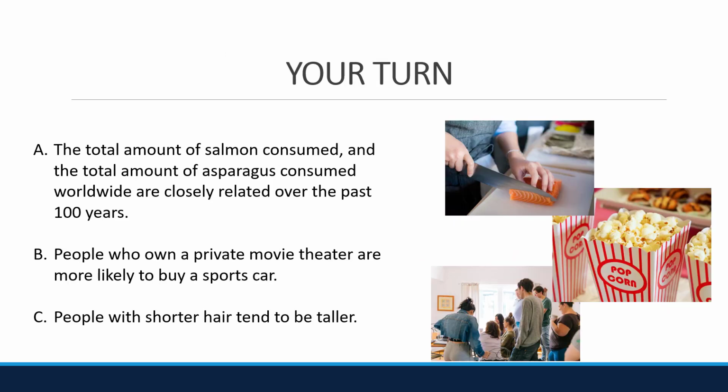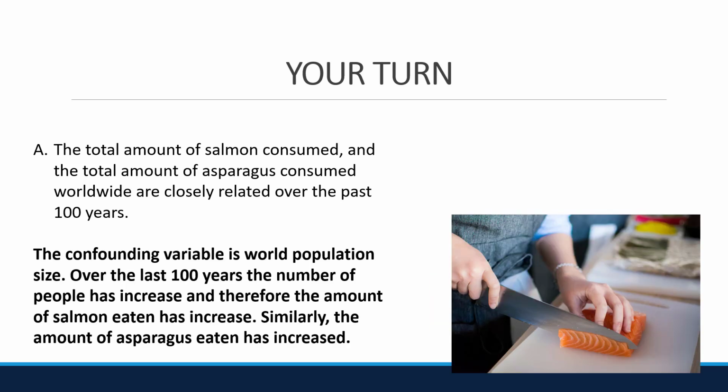Your turn. Read the following relationships and identify a possible confounding variable. Pause the video, then come back and see some potential answers. The total number of salmon consumed and the total amount of asparagus consumed worldwide are closely related over the past 100 years. The confounding variable is world population size. Over the last 100 years, the number of people has increased and therefore the amount of salmon eaten has increased. Similarly, the amount of asparagus eaten has increased.